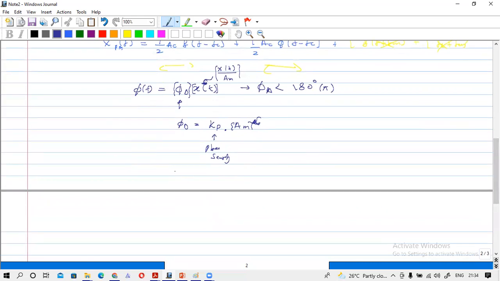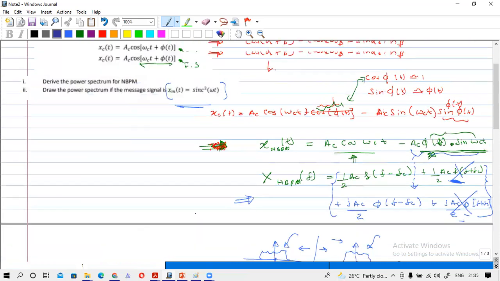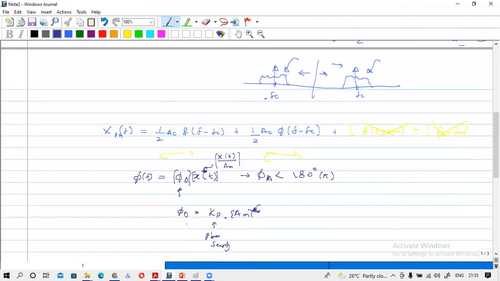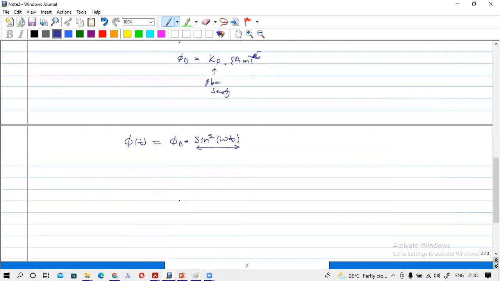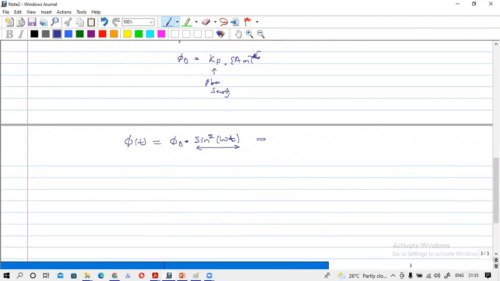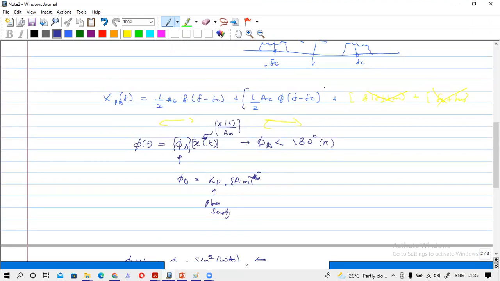So you can see that if I consider phi(t), here phi(t) is equal to phi delta times x(t), and what is x(t)? Our message signal, that is sinc squared omega t. This is our normalized message signal. So to find the Fourier spectrum for this signal, what do we have to do? We have to calculate only this term.